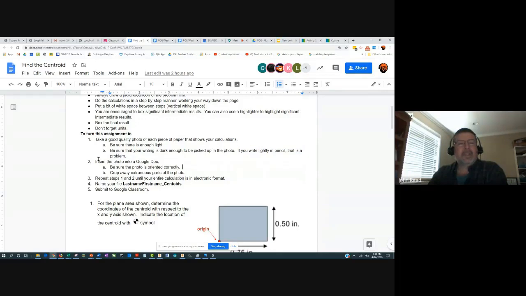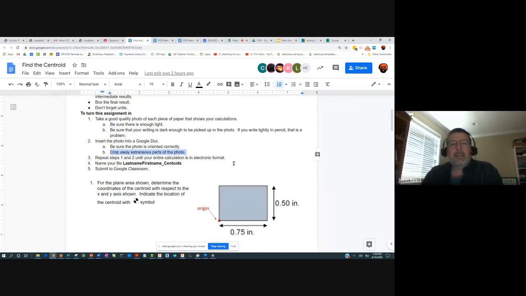Okay, insert the photo in a Google Doc. Be sure the photo is oriented correctly, so rotate it if it's sideways. Crop away extraneous parts of the photo, parts of the paper you really haven't written on. Repeat steps 1 and 2 until your entire calculation is in electronic format. Name your file this, and then submit it to Google Classroom.